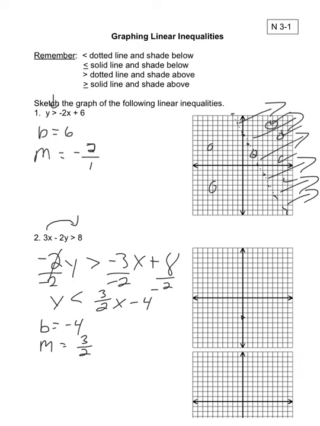From there, I use my slope to find my other points. It's rise 3, 1, 2, 3 in the positive, run 2. Put a point. Rise 3, run 2. Keep on going. Up 3, over to the right 2.